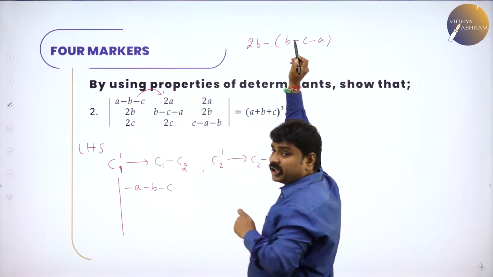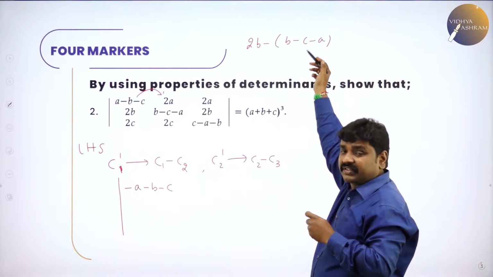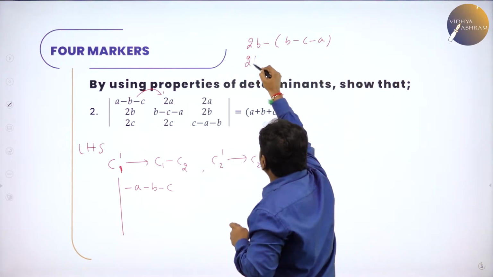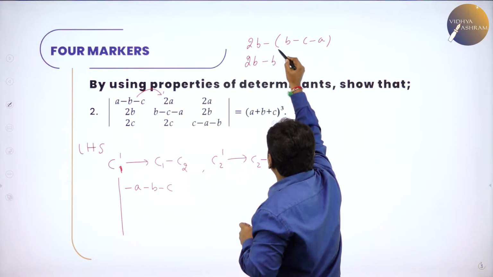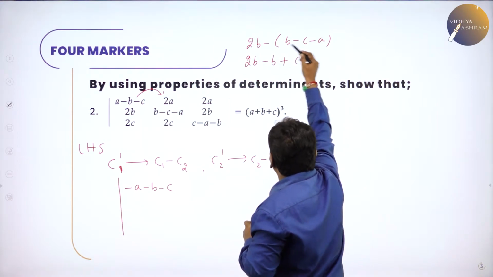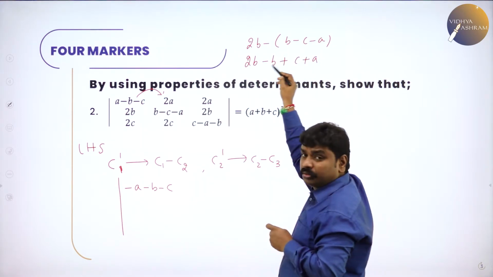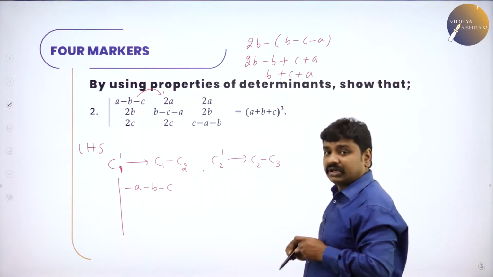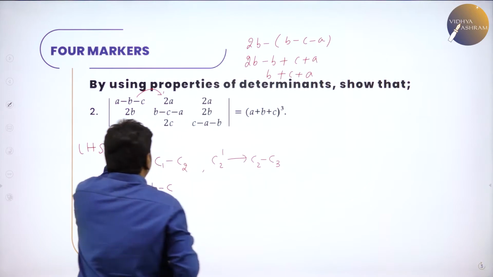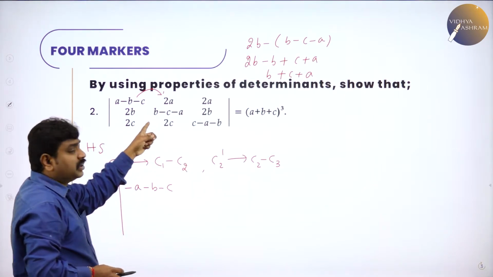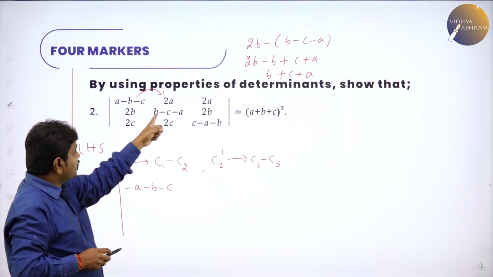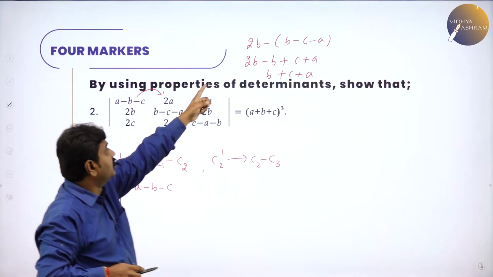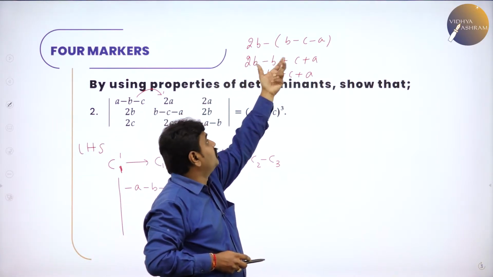For your sake, to make you understand, I am showing this step, it's not necessary. Expand 2b, open the brackets minus b, open the brackets plus c, minus into minus plus a. What is 2b minus b? b. So it will become b plus c plus a. Understood? So second element minus second element: 2b minus b becomes positive b, and minus of minus c becomes plus c. We are subtracting. So 2b minus of this whole thing.